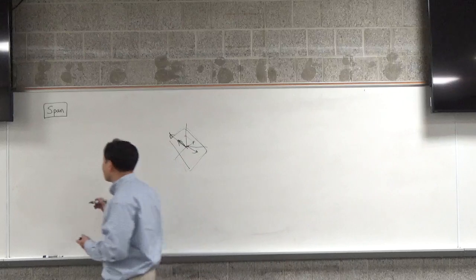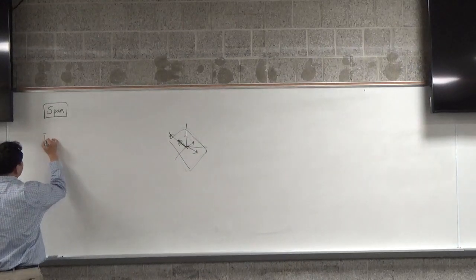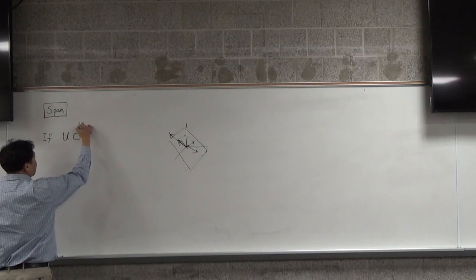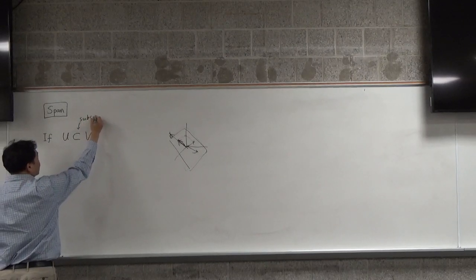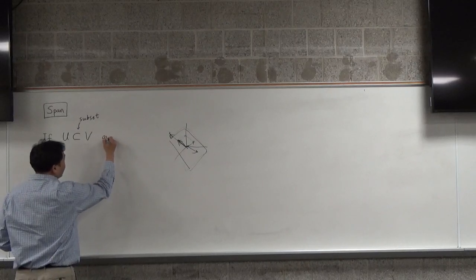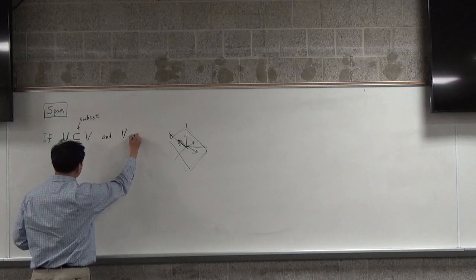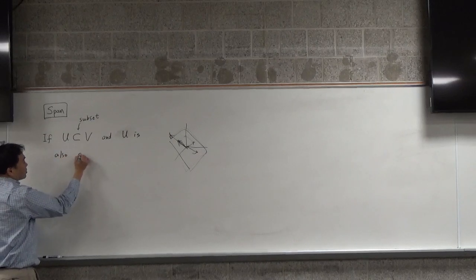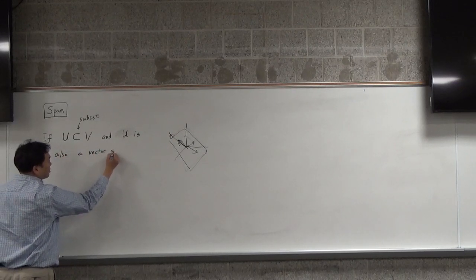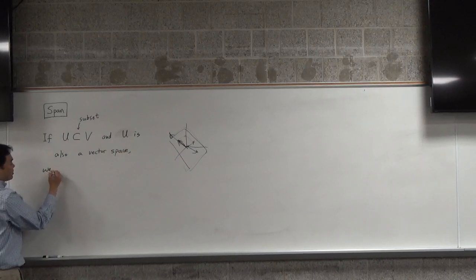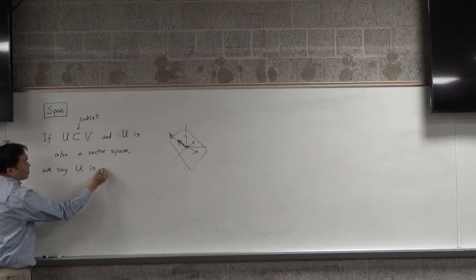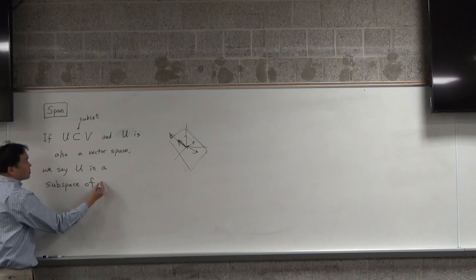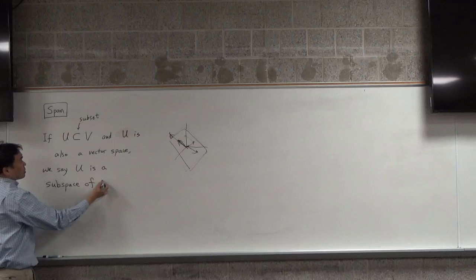So let me define another concept here. If U is a subset of V, this symbol here means a subset, and U is also a vector space, we say U is a subspace of V.